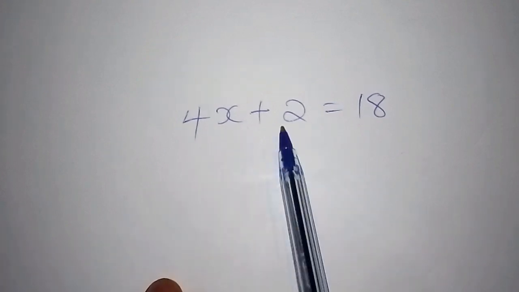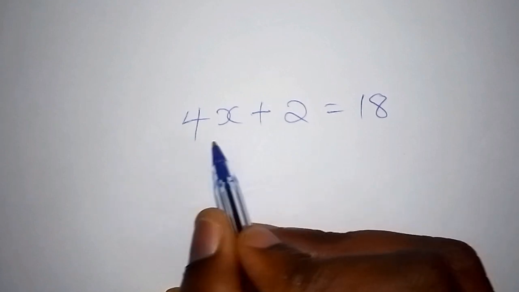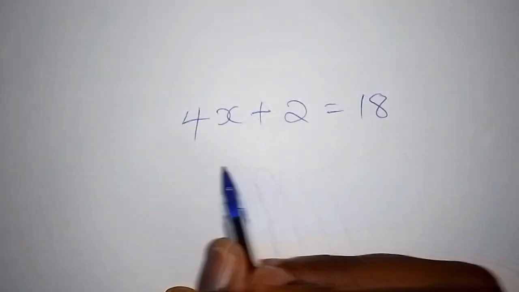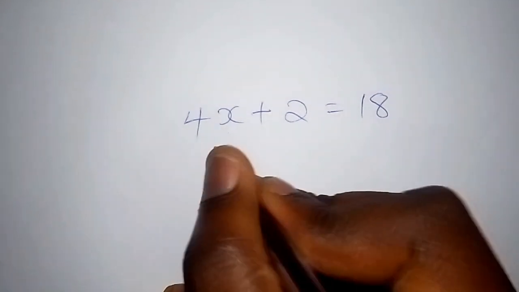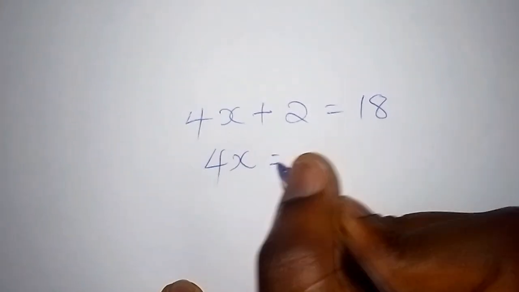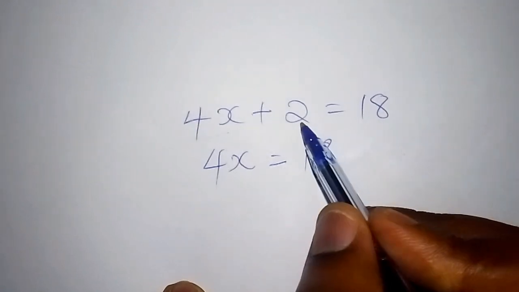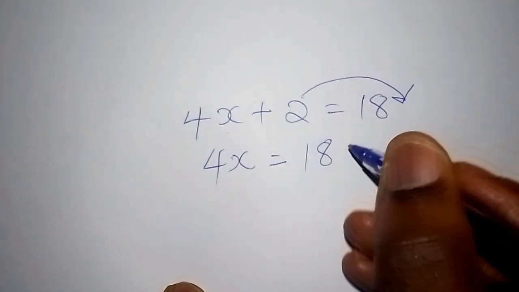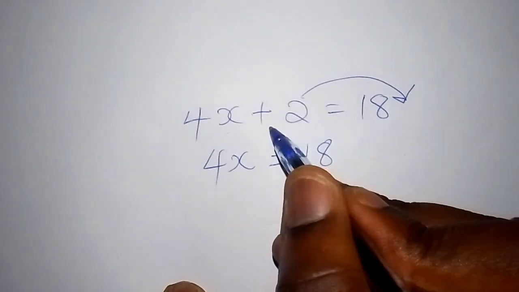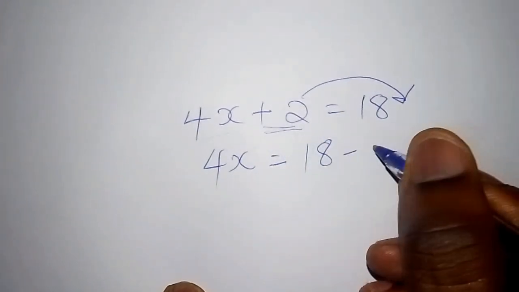So we have 4x + 2 = 18. In this case we have the like terms and the unlike terms, or the known and the unknown. 4x is known, so we have 4x on this one side. The unknown we have on the other side, so meaning that we have 18. This 2 is also unknown, so we shall have to move it to this other side. When you move it to the other side, it was plus 2, and when it crosses the equal sign, it shall be minus 2.